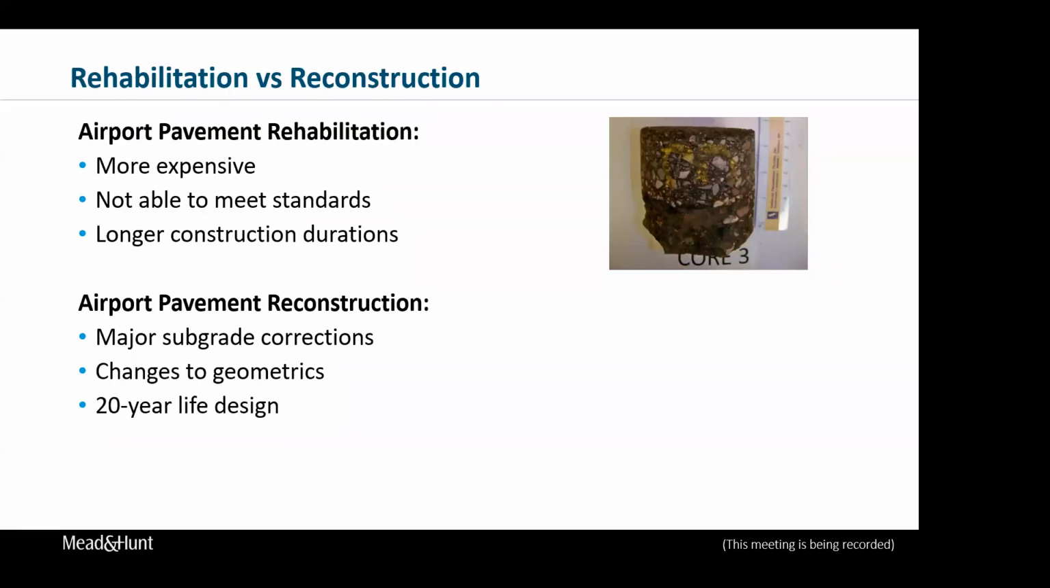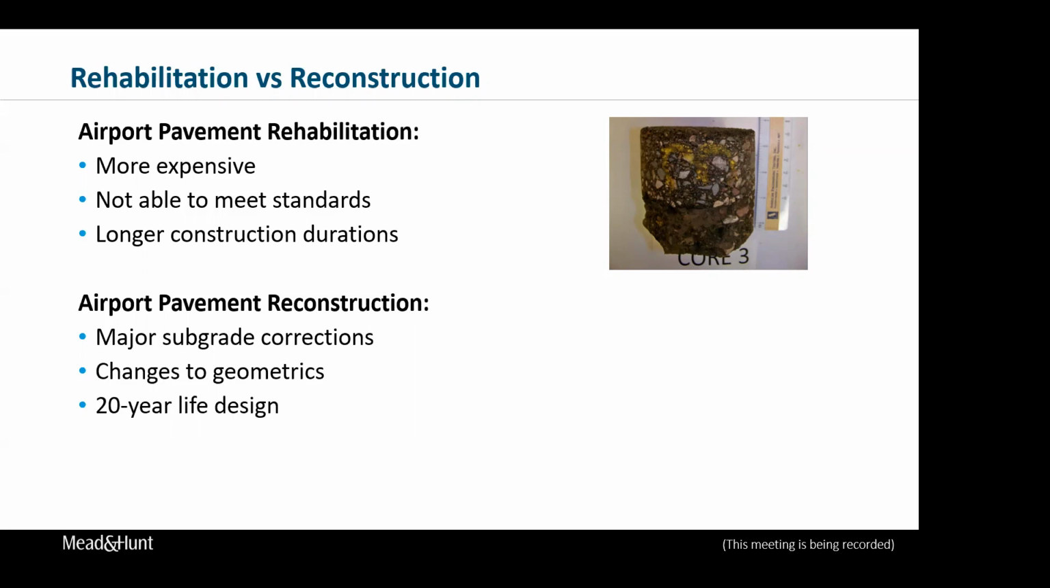So the analysis led us to the rehabilitation option was actually more expensive due to the condition and the low strength of the underlying subgrade. And so it would have required a larger base section to be constructed, which turns into longer construction durations. And ultimately there was FAA compliance standards that we were challenged to meet due to the grade differential with the increase in base. The pavement reconstruction option, however, was able to correct the major subgrade strength corrections.